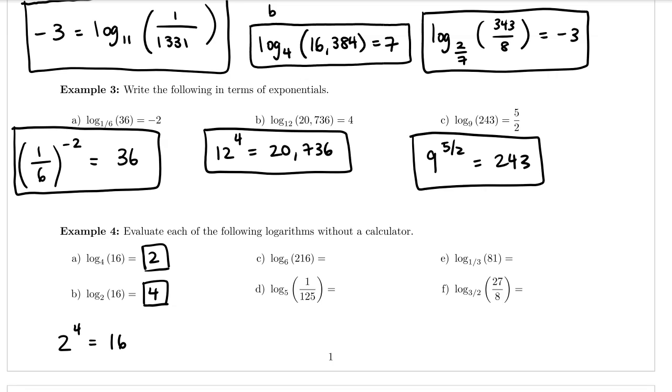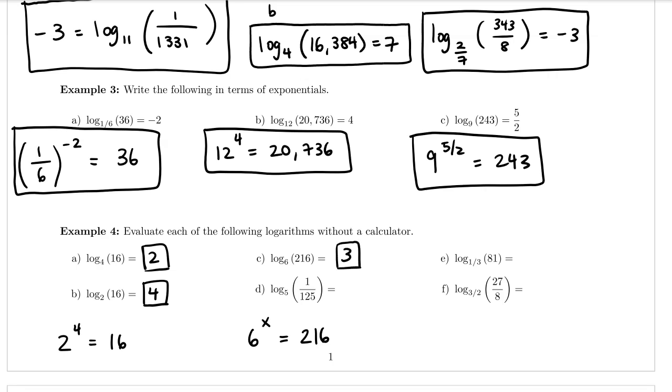In part C, we have log base 6 of 216. So that would tell us that I have 6 to some power. And if you want, you could also put to the x power instead of putting a question mark. And so what power of 6 gives us 216? That is going to be 3.